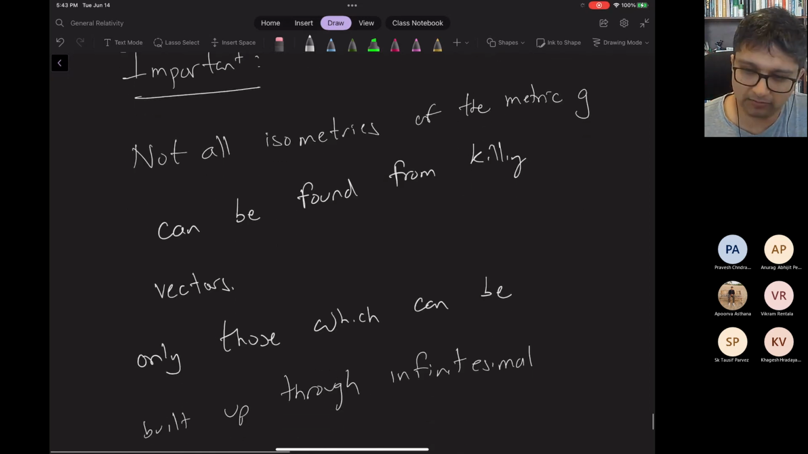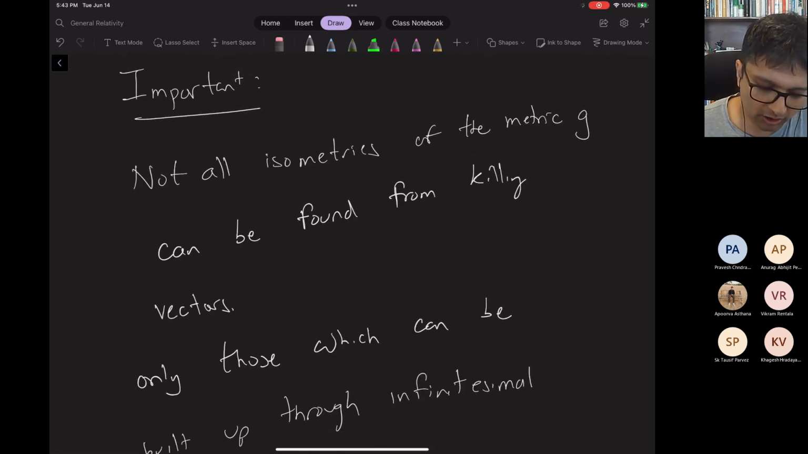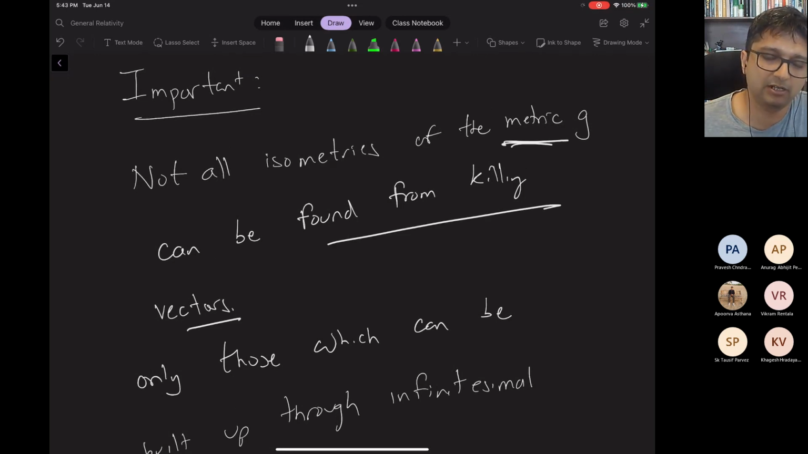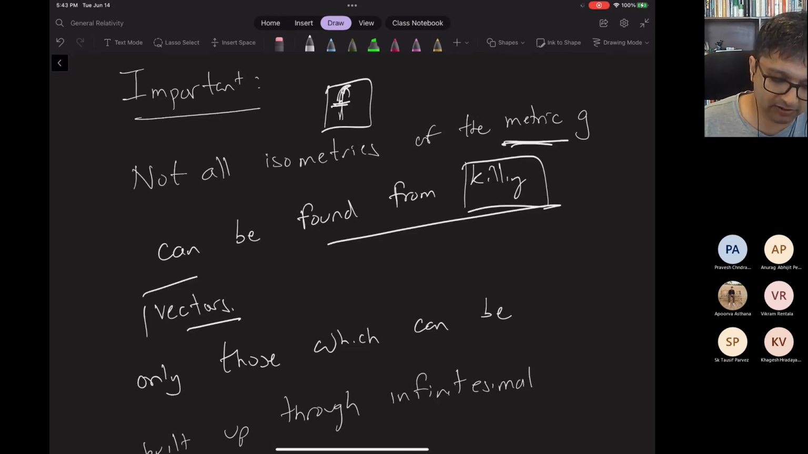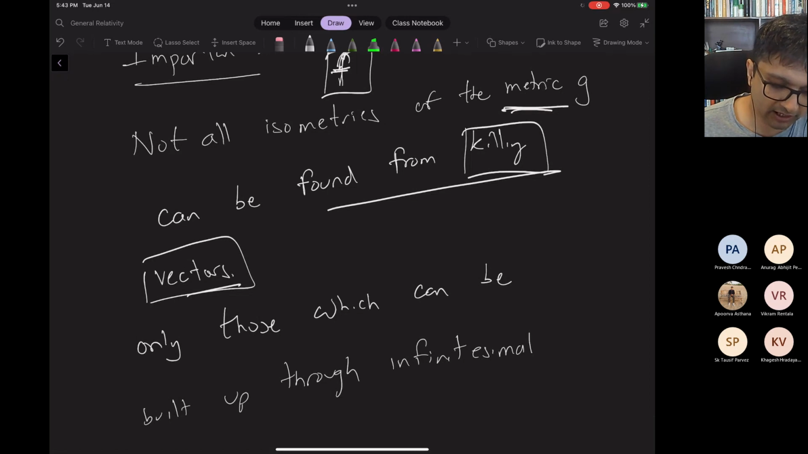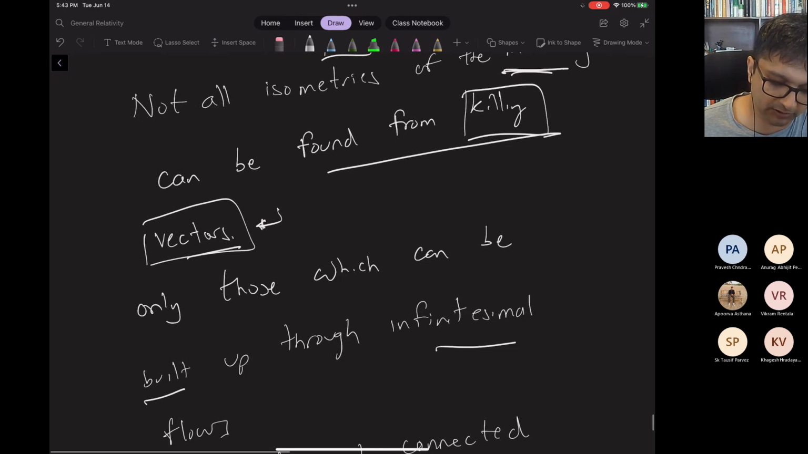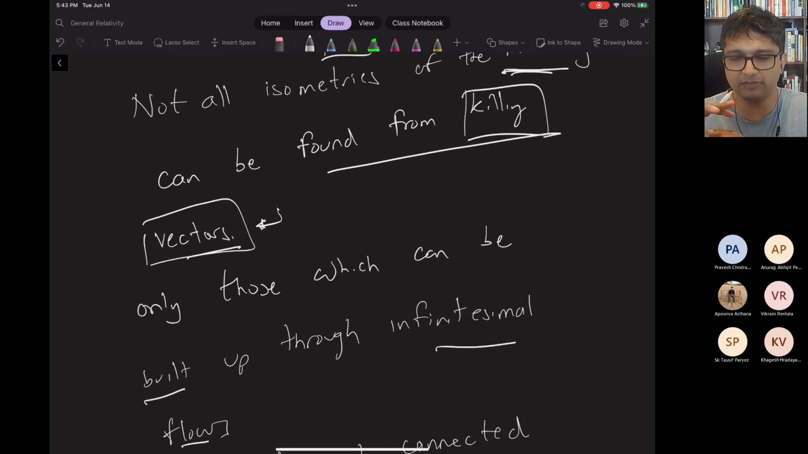Final thing that I'll just state for today. Not all isometries of the metric G can be found from Killing vectors. This is a very important point. Isometries are just diffeomorphisms F which preserve the metric G. There is a class of isometries which can be found from Killing vector fields, which is almost all the isometries we think of. But the important point is that the isometries that can be built up from Killing vector fields are those which can be built up through infinitesimal flows. That is, I can apply a series of infinitesimal flows to get those diffeomorphisms.